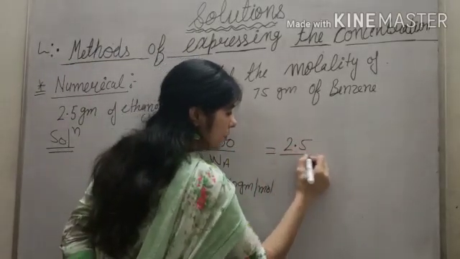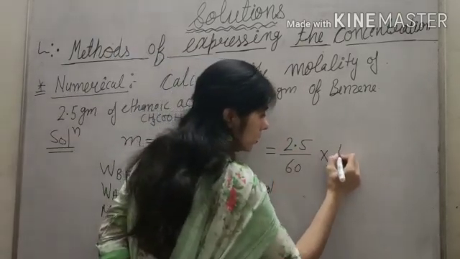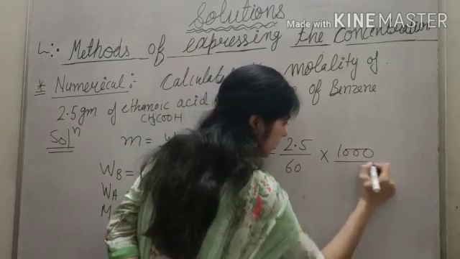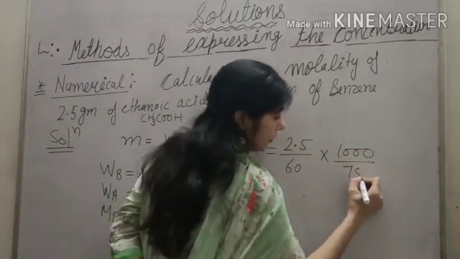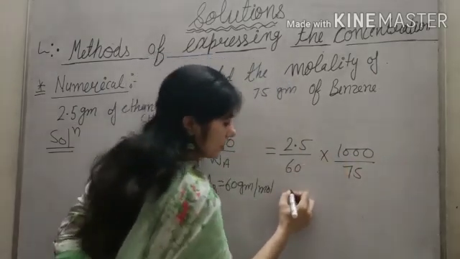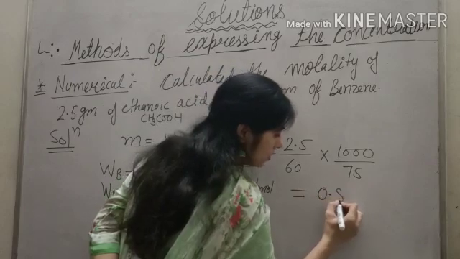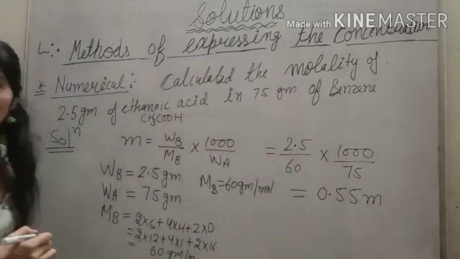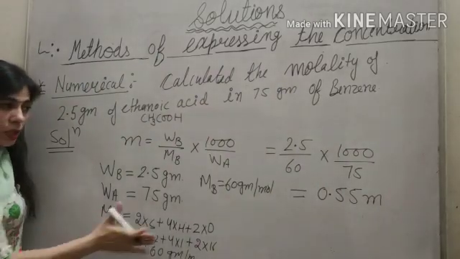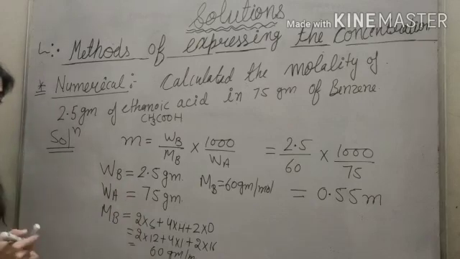Now put all these values in the formula. 2.5 divided by 60, into 1000 divided by 75, and molality comes out to be 0.55 molal. Okay, I hope it is clear to all of you. Thank you.